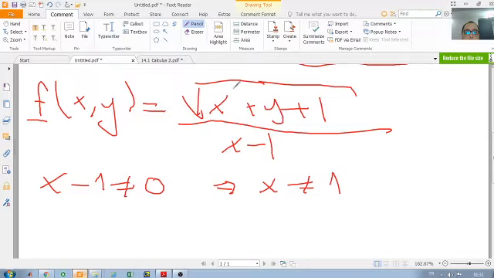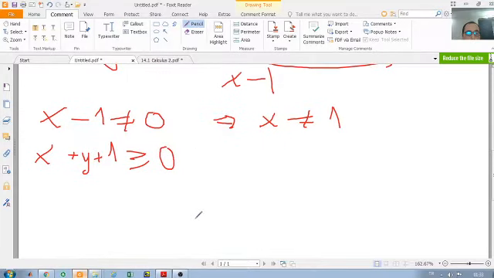And when we look at the numerator here, we have the root function. Root functions are defined if the degree is an even number. You see the degree is 2 here. Therefore the term inside the root function should be a non-negative number. Therefore we write x plus y plus 1 is bigger than or equal to 0. Okay, so this is the first condition, and this is the second one.